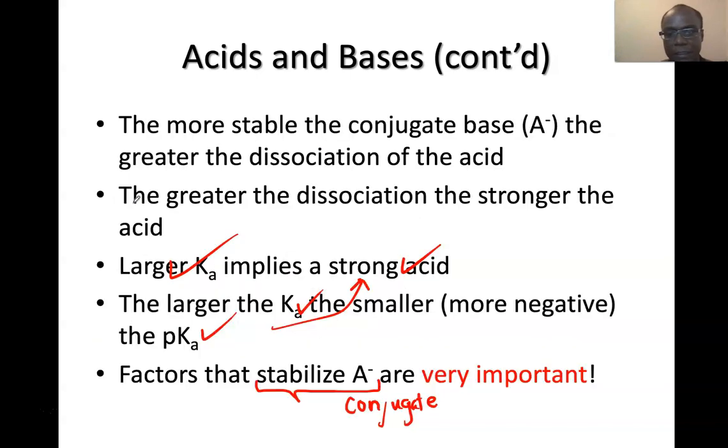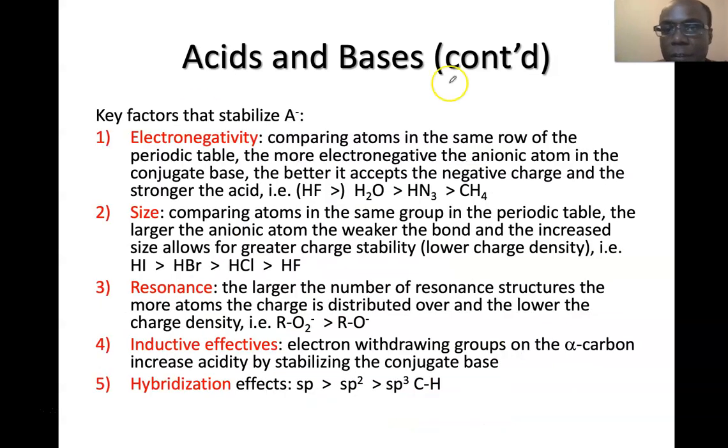Okay, so there are factors that make the conjugate base stable. These factors are very important because that's what will in turn make the parent acid stronger. So the first factor is electronegativity. An example is this. If you go back to your periodic table, the second row, carbon, nitrogen, oxygen, and fluorine, are on the second period, and the electronegativity increases across the periodic table. Remember, electronegativity is the affinity of an atom of an element to grab electrons.